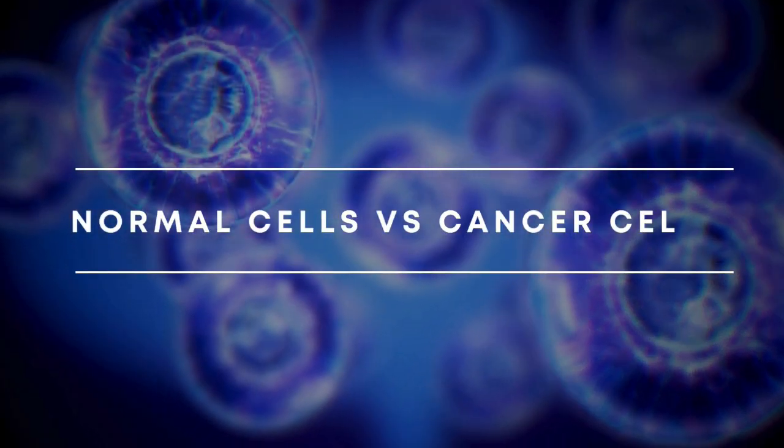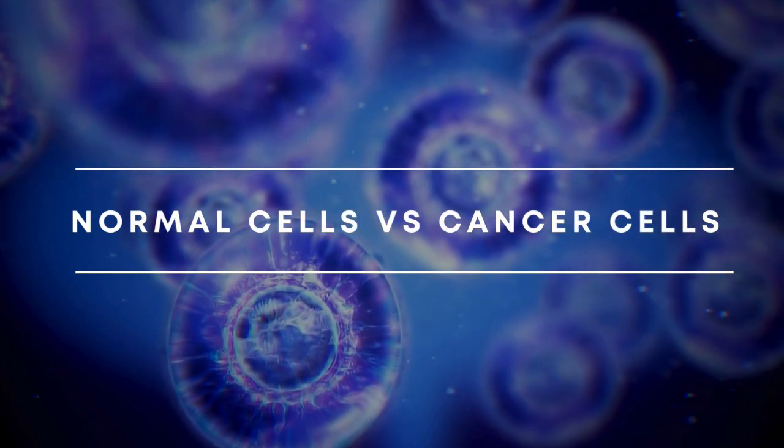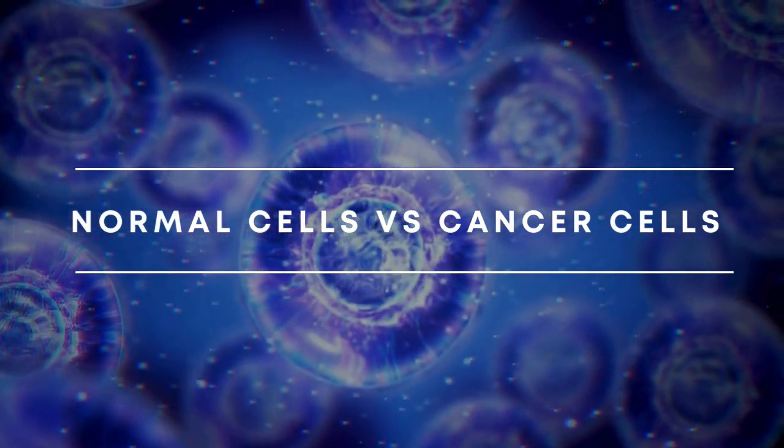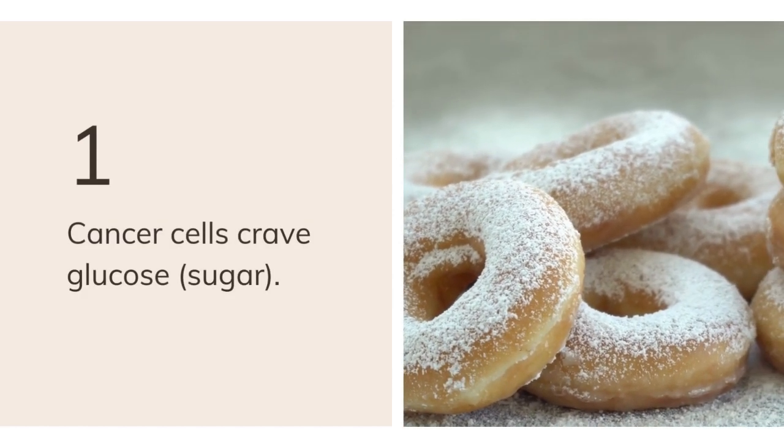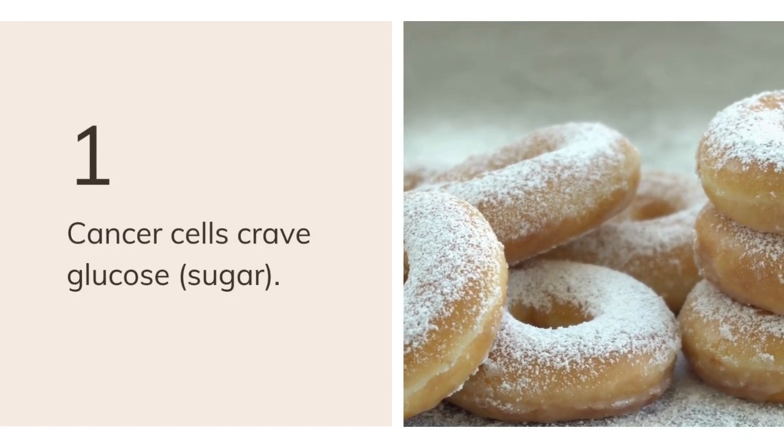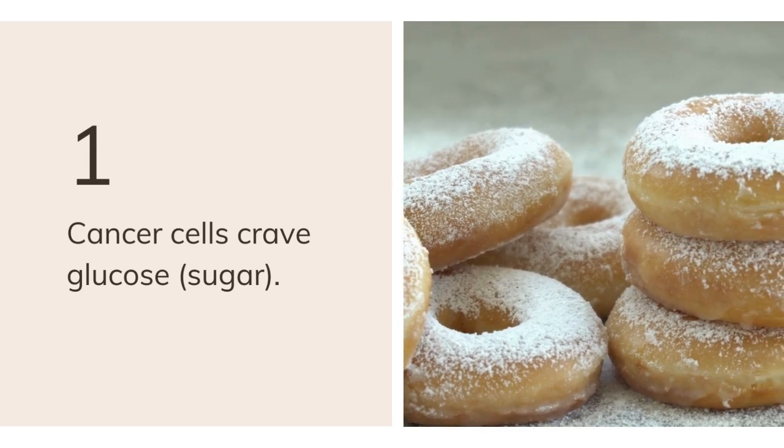So let's look at these 3 differences between normal cells and cancer cells. Are you ready? Number 1, cancer cells crave glucose or sugar. This was a discovery, of course, made by Dr. Warburg. He was the first to discover that cancer cells use glucose as energy.